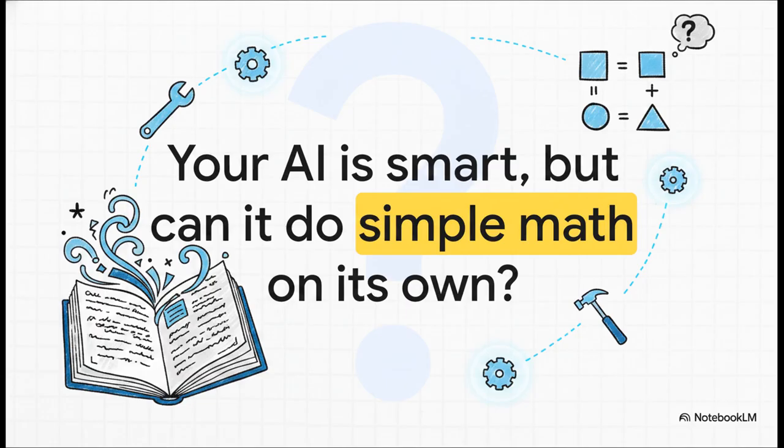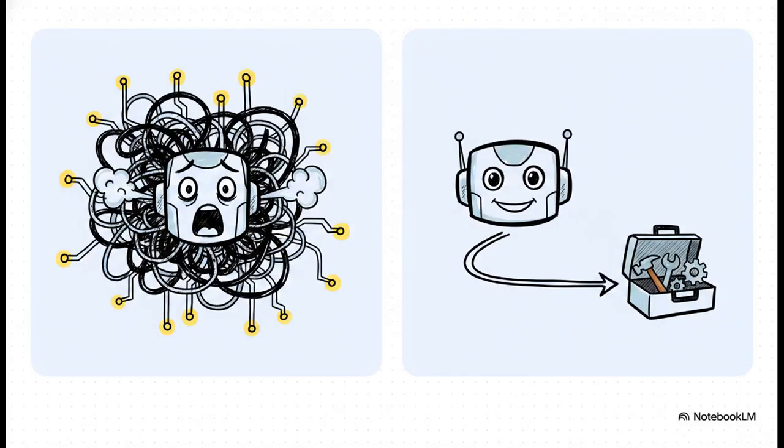See, large language models are masters of language. They're not calculators. They often just, well, they hallucinate answers to math problems. So how do we fix that? So really, you've got two ways you could go about this. On one hand, you could try to hard code every single possible math problem into the agent. It's just a nightmare. It's complex, it's rigid, and it's totally inefficient.